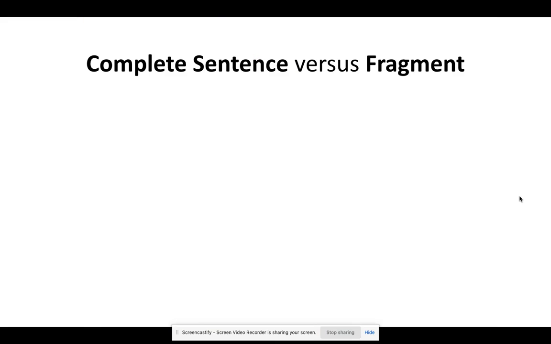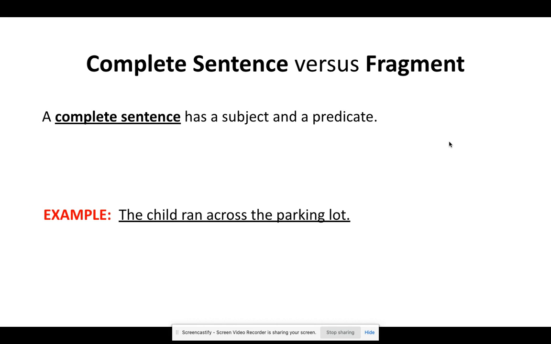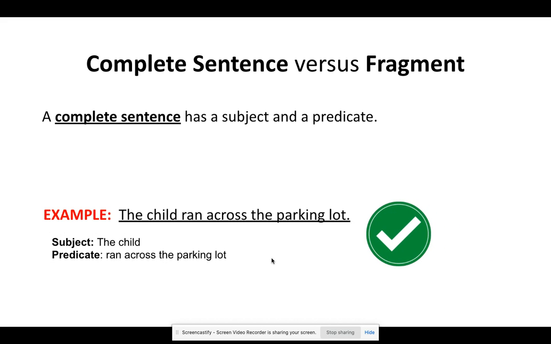So let's look at the definition of a complete sentence. A complete sentence has a subject and a predicate, just like we discussed on the last slide. So let's look at an example. The child ran across the parking lot. So the subject is the child, that's who the sentence is about, and the predicate is ran across the parking lot because that's what the subject is doing. So that is a complete sentence because it has a subject and a predicate.